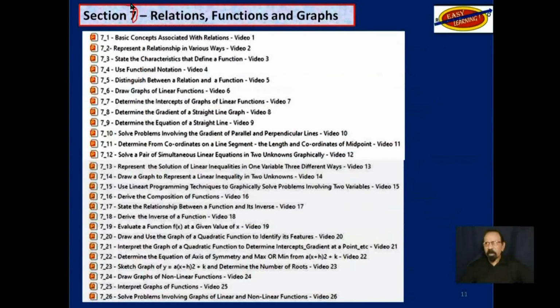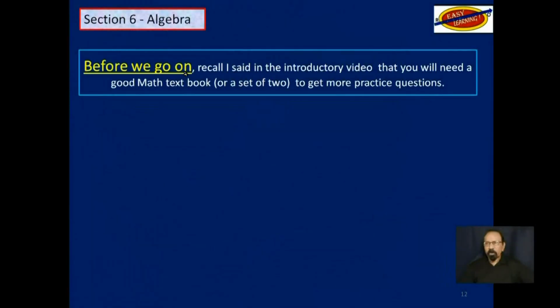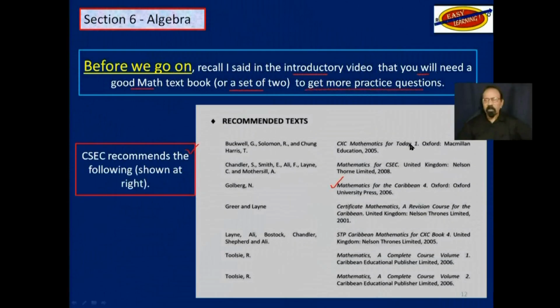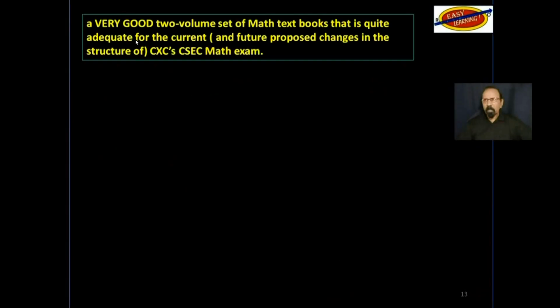Section 7, which is where we are now, has 26 videos. Before we go on, recall I said in the introductory video that you will need a good math textbook or maybe a set of 2, especially to get more practice questions. CSEC recommends these that you see on the right here. From those, I would recommend these last 2, especially since they form a very good 2-volume set of math textbooks that is quite adequate for the current and the future proposed changes in the structure of the CSEC math exam.